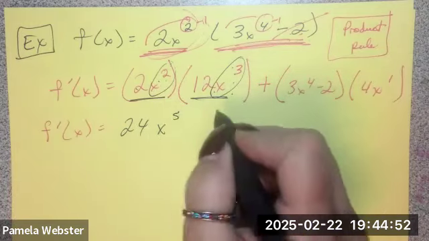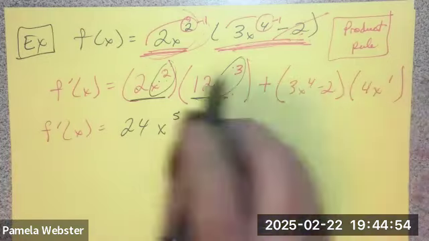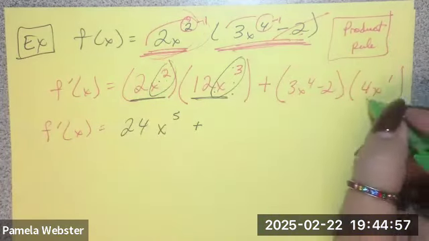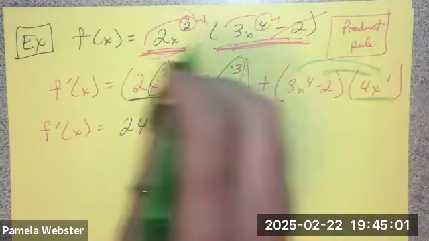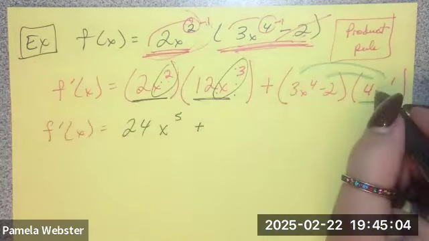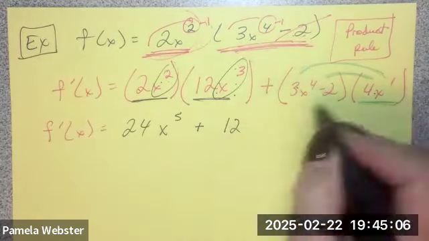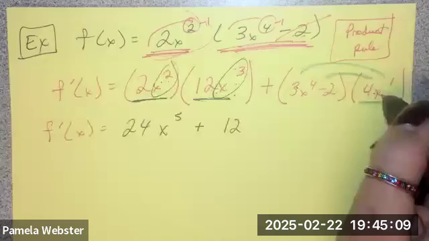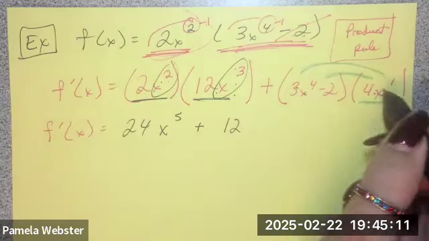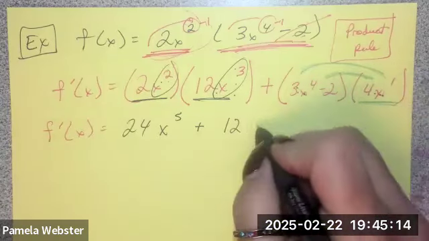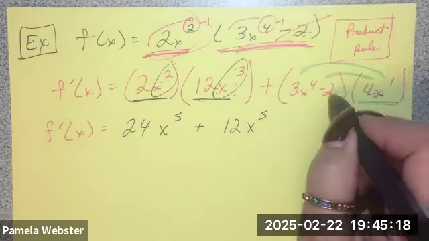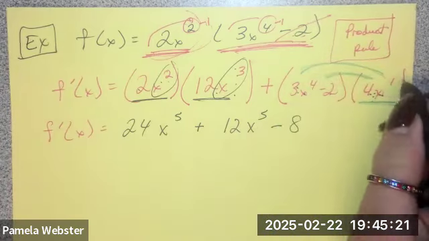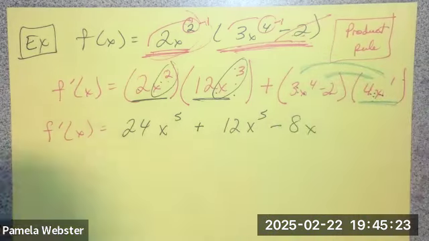So x to the fifth plus, okay, be careful with this guy. This 4x in the back needs to be distributed into these parentheses. So 4 times 3 is going to be 12. X to the first times x to the fourth. Again, I'm multiplying like bases, so I'll add my exponents. And then 4 times negative 2 is negative 8. X to the first, I'm going to leave the 1 off. There we go.